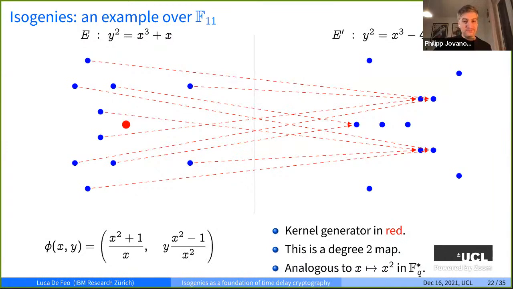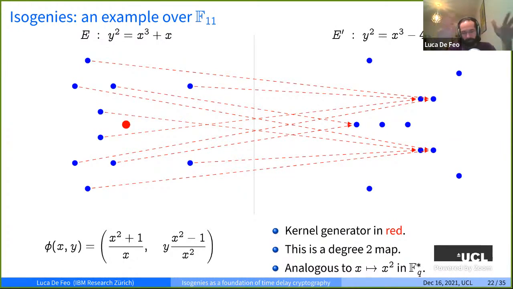So, take any points which are on the same vertical line. Don't follow my cursor because you don't see it. Their images will be on the same vertical line. This is pretty obvious in the picture. And this means that two opposite points are sent to two opposite points, which is exactly what you expect from a group mapping.